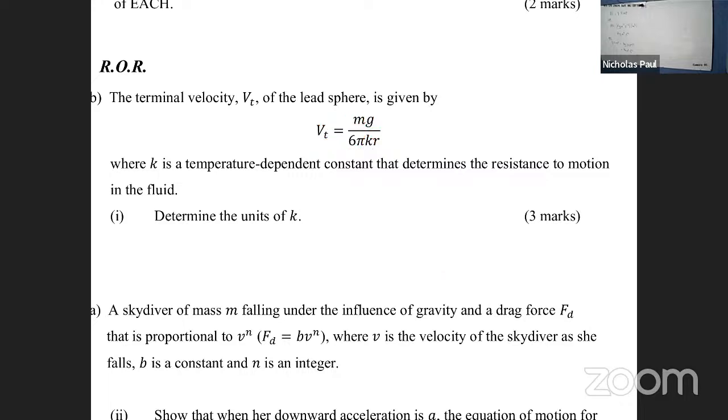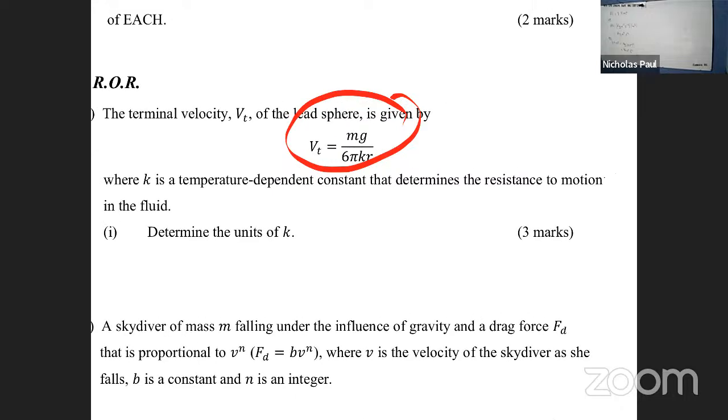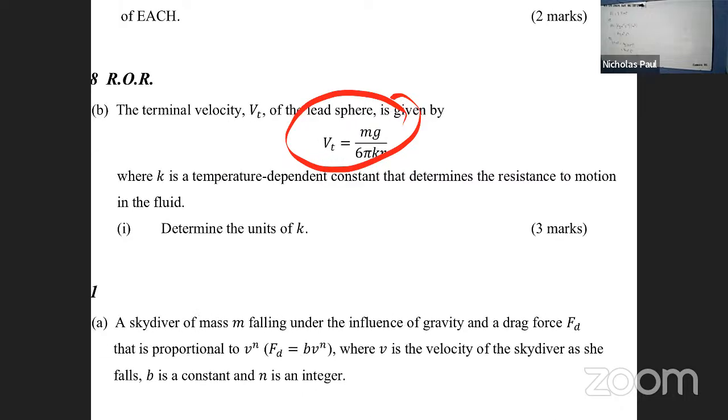They gave you this formula and they would like you to determine the units of K. So this question is the reverse. We know that this is correct. We know it's correct. They want you to find the units of K.